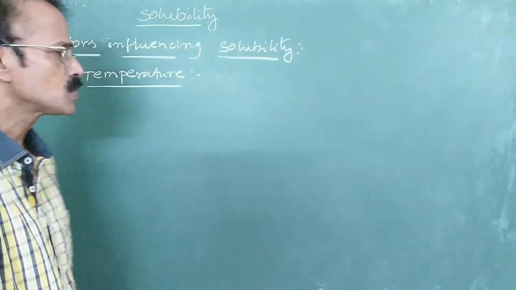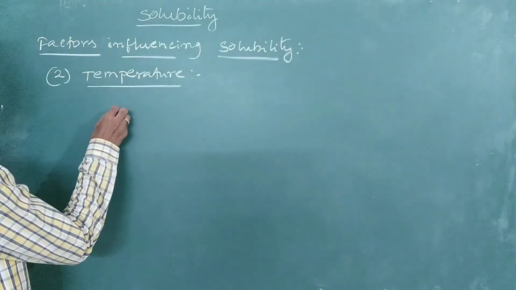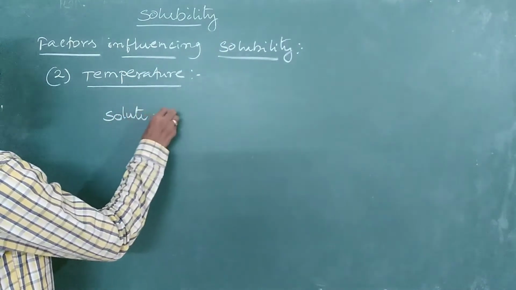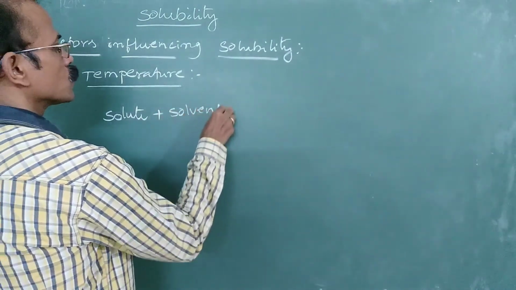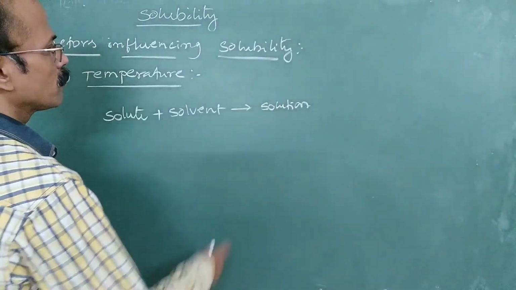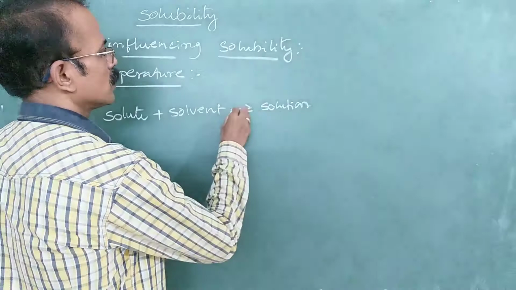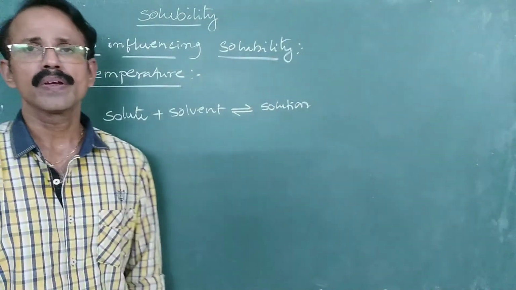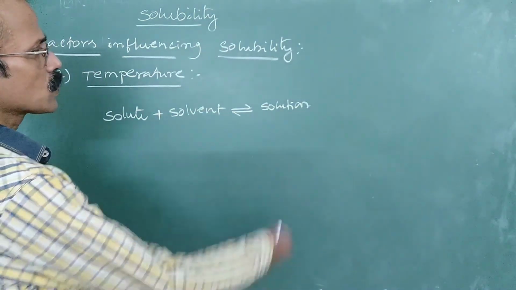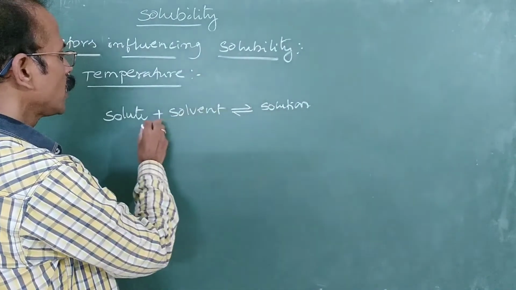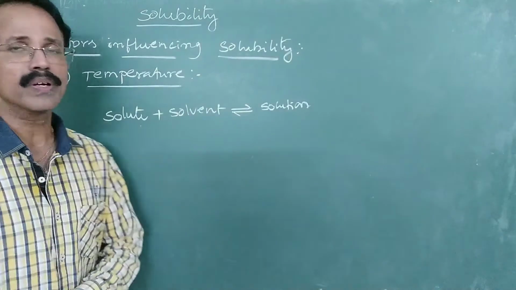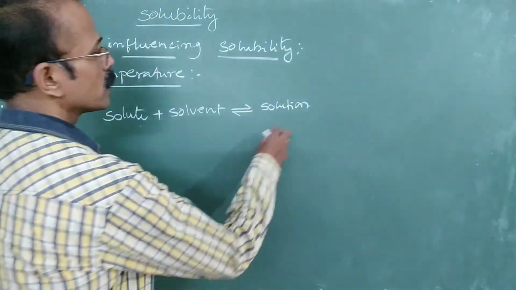Now let us consider an endothermic reaction, a formation of a solution, where solute combines with the solvent to form a solution. Suppose you take a saturated solution, there is an equilibrium, right? So there is a dissolution of solute and crystallization of solute from solution to form undissolved solute. So there is an equilibrium between dissolved solute and undissolved solute.